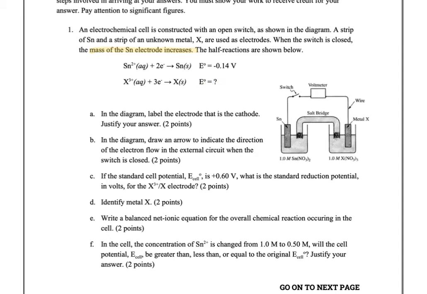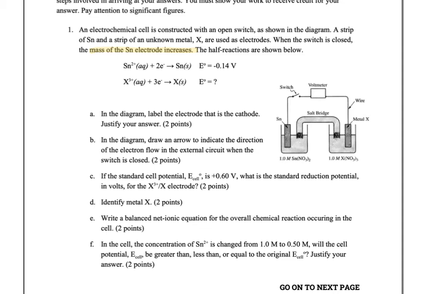Here's a great answer that Tanner wrote. Sn is the cathode. When the switch is closed, the Sn gains mass, which means electrons must be flowing towards that electrode, joining the aqueous Sn2+, to form solid Sn. So essentially he's saying the electrons are going this way, and when they join, the Sn2 plus in the solution joins, and so we gain mass at the cathode. Great answer, Tanner. So that's a good justification.